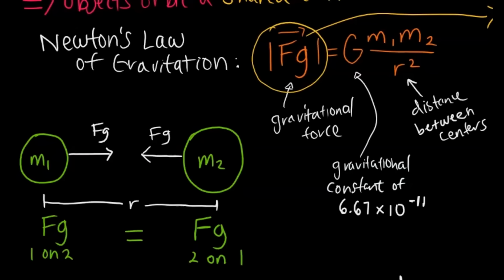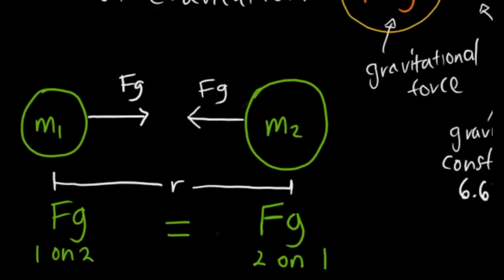And the equation that represents that gravitational force is equivalent to the gravitational constant times mass of 1 times mass of 2 divided by r squared. So r does not represent the radius, although sometimes it can. Instead, it's the distance between the centers, as seen here.